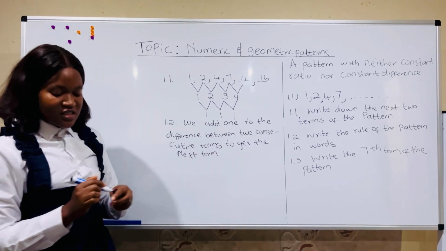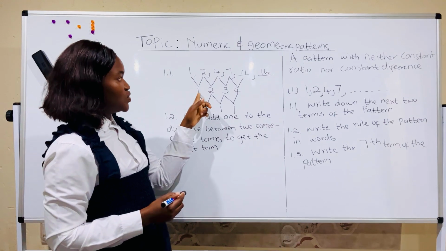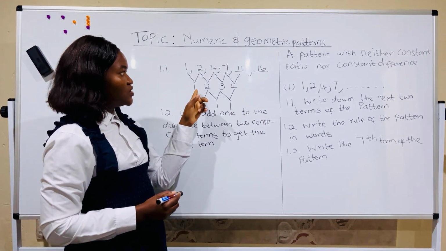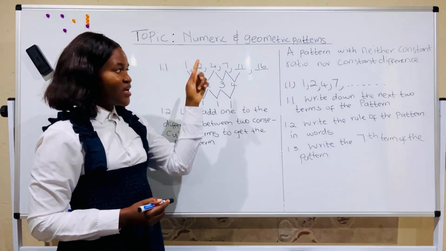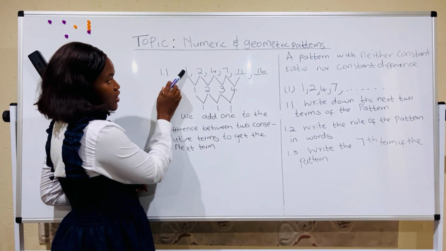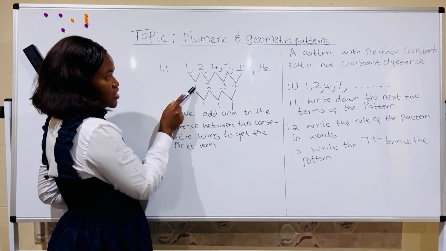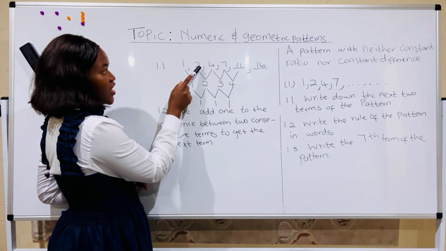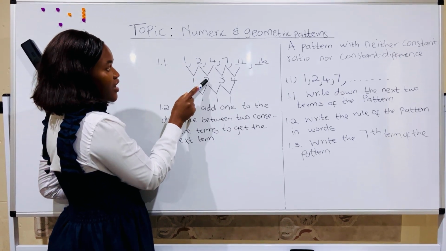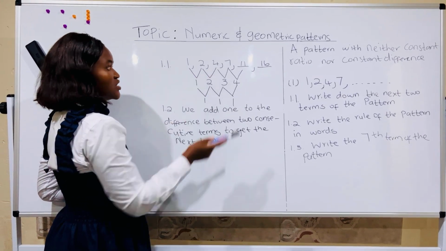Then that is how we answer 1.2. On top of this difference, you have to add 1 on the second term. For instance, we know 1, and then we're just going to say plus 1 is 2, and then plus 2 is going to be this one.